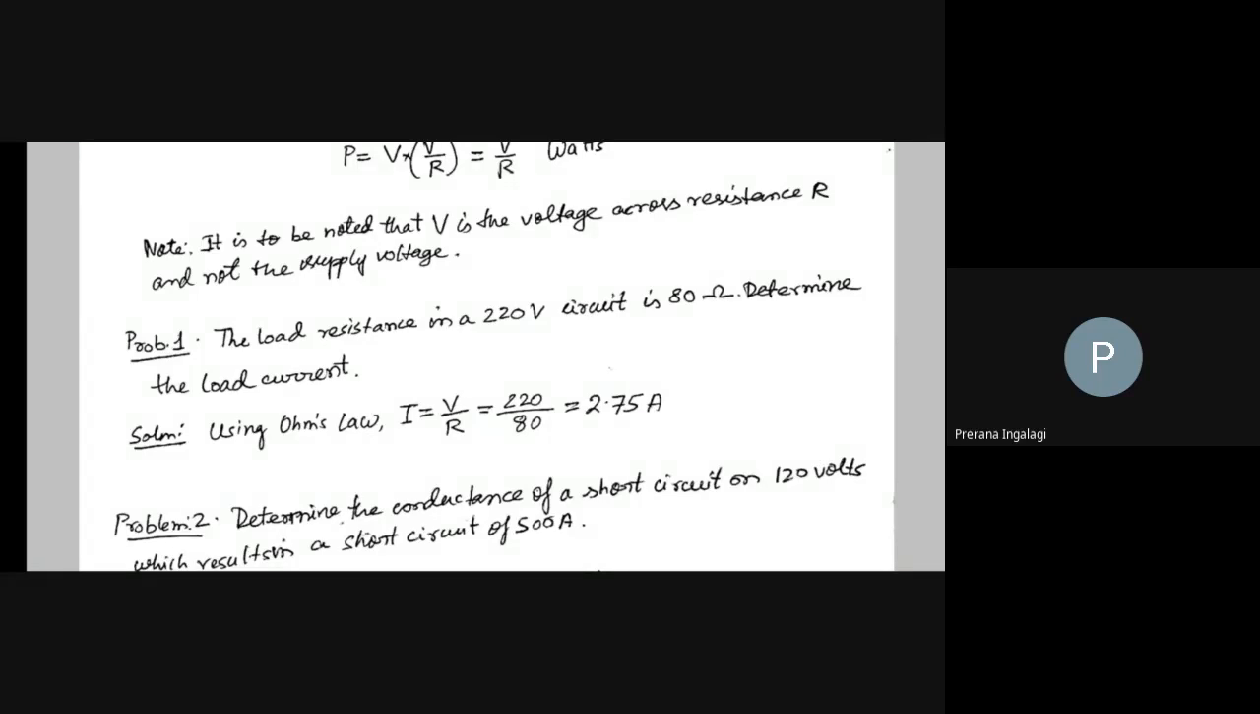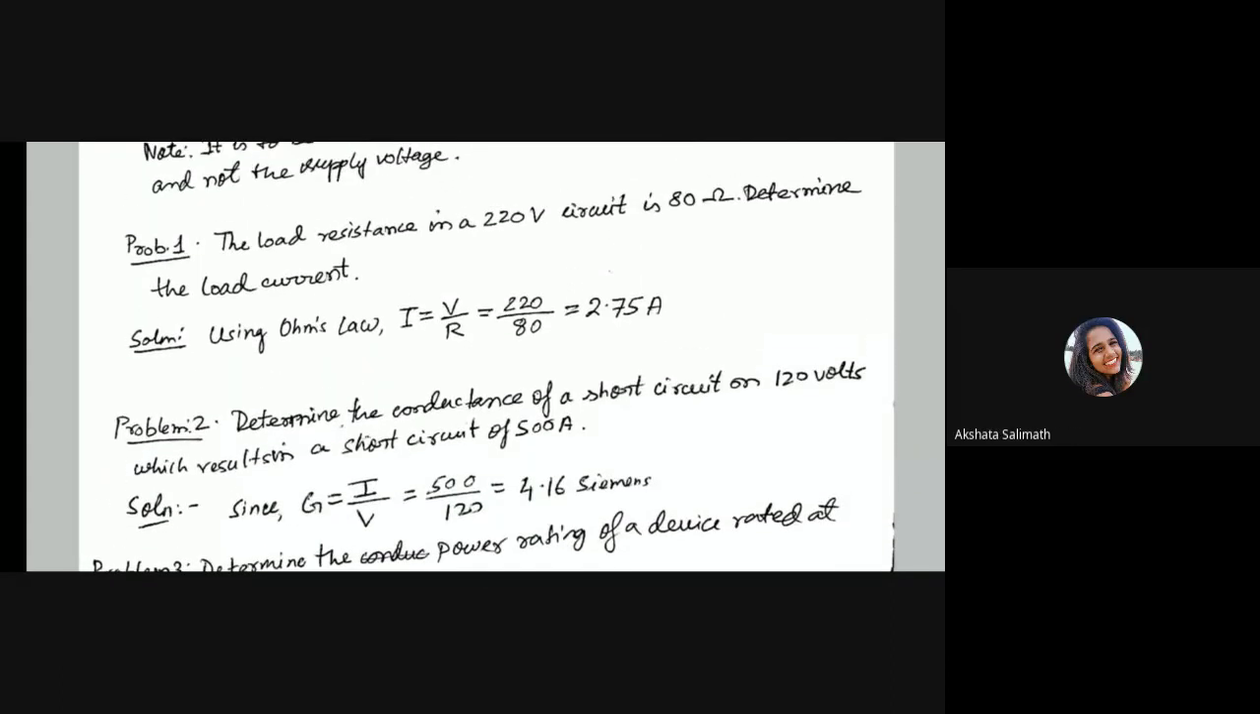Anyone who would like to try? 4.166. Okay, very good. So G equals I by V. Since I is given and V is also given, G is easily found out. 500 by 120 equals 4.16 Siemens. So till this part, very easy problems. Just revising the formulas, nothing else.